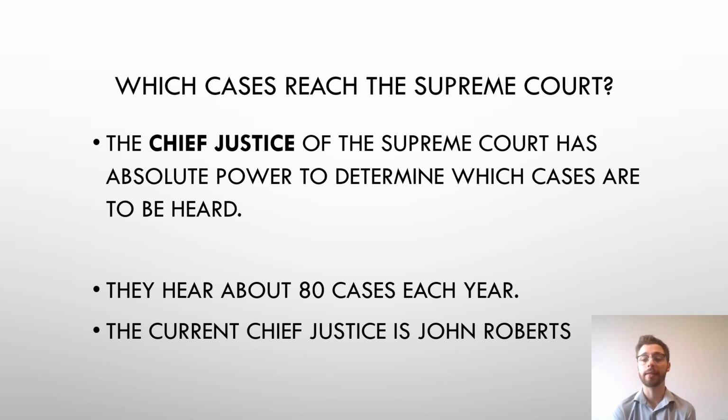Now, which cases reach the Supreme Court? This is an important question to be able to answer. Well, the Chief Justice of the Supreme Court has the absolute power to determine which cases are to be heard by the rest of the body. The Chief Justice currently is John Roberts, and he has made about 80 decisions regarding what cases will reach the Supreme Court in recent years. So remember that the Chief Justice has a little bit of influence and authority over the body, as they have the power to determine which cases are to be heard.